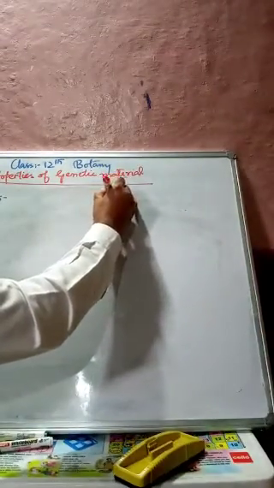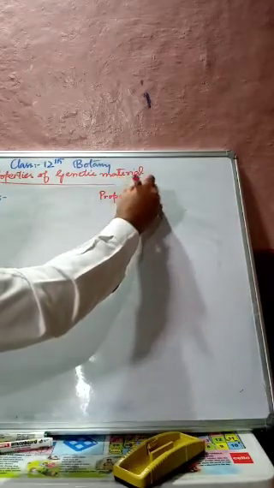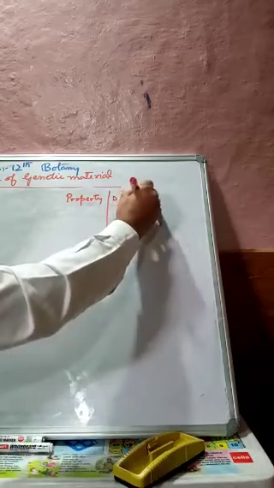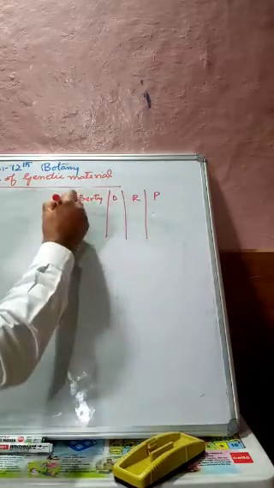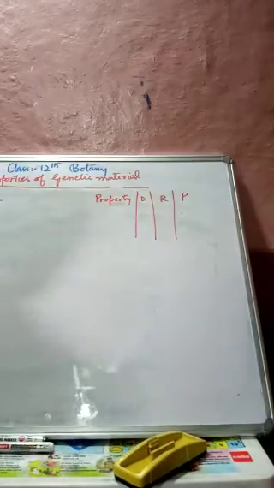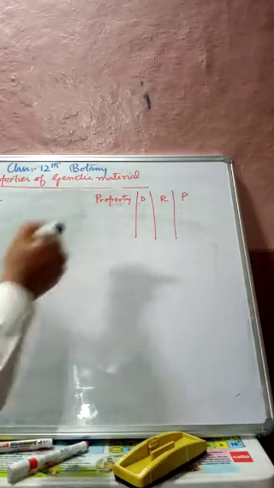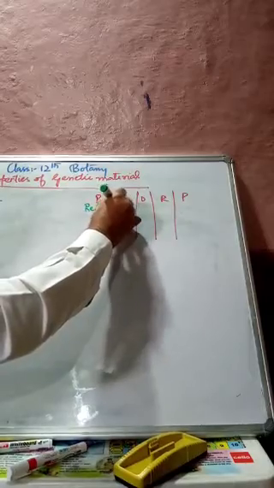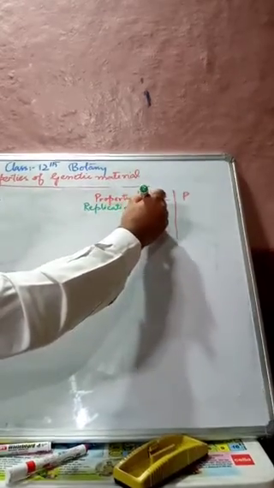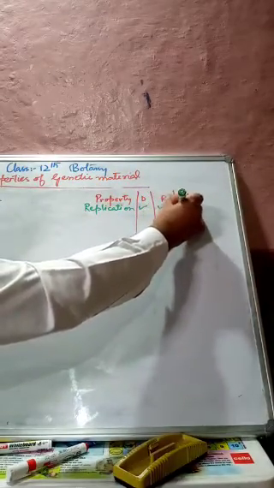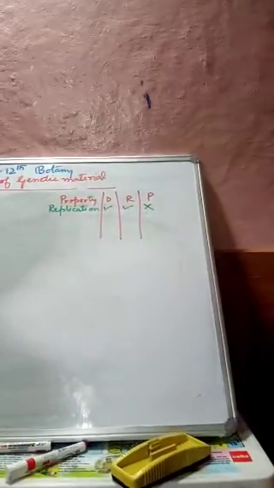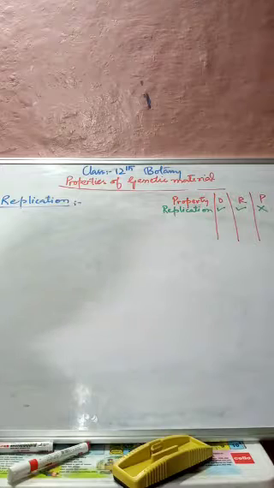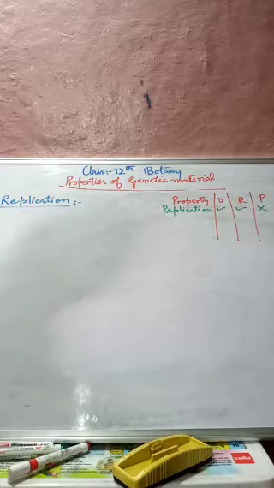We will write it one by one. Property, DNA, RNA, then protein. First property is replication. DNA shows replication, RNA shows replication, but protein does not show the property of replication, and replication simply means the duplication of the genetic material.